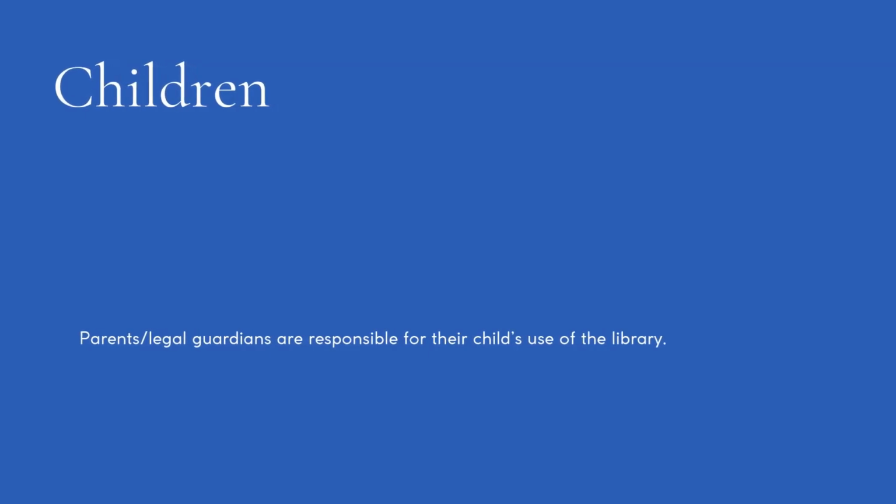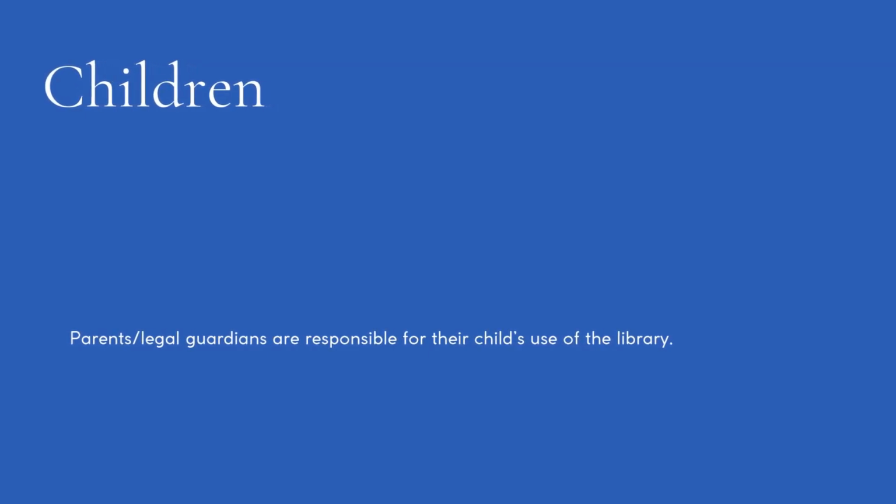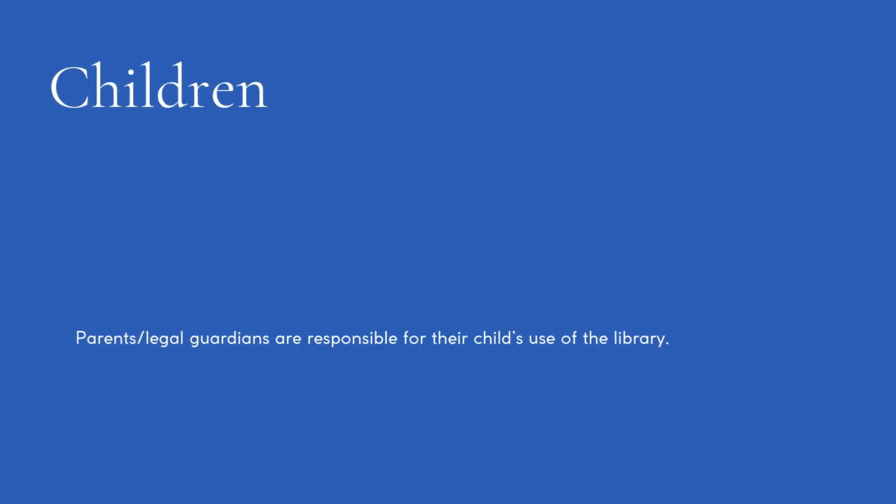Now let's talk about a few specific situations. Parents or legal guardians are responsible for overseeing their child's use of the library. Unlike school librarians, public librarians do not act in loco parentis, meaning they do not assume the role of the parent. It is important for us to inform parents about the library's privacy and confidentiality policies when issuing library cards to children, ensuring they understand their role in guiding their child's library use.